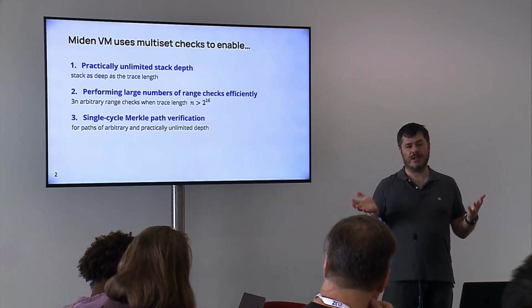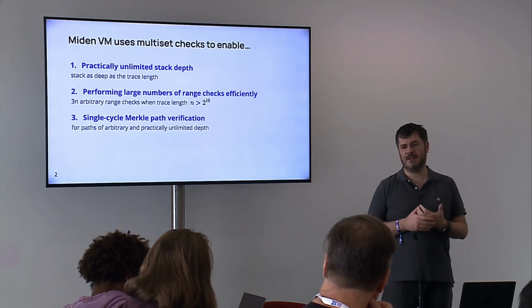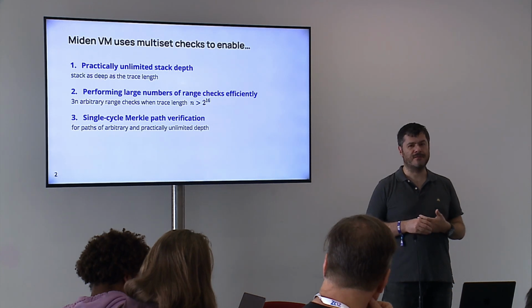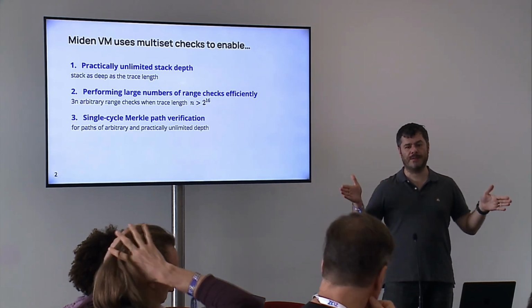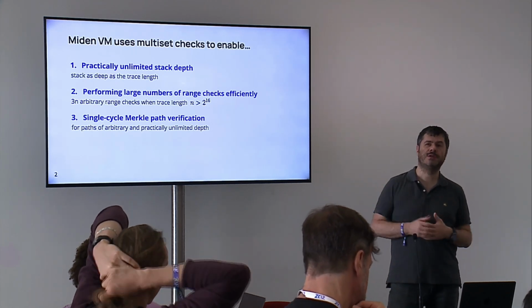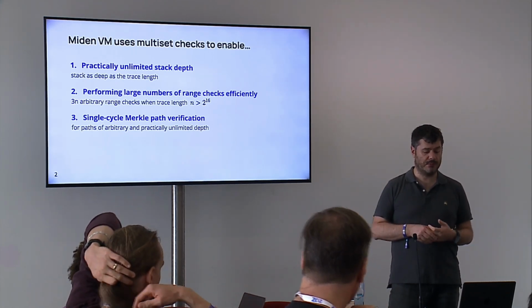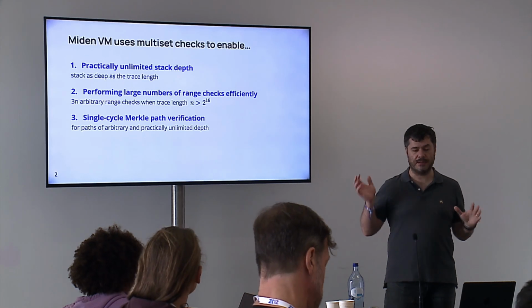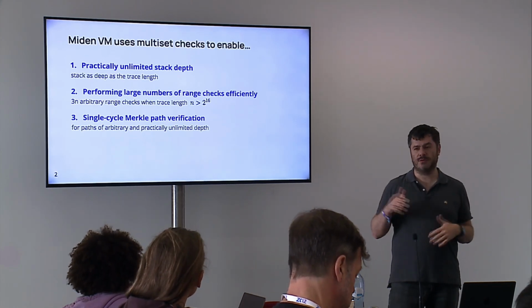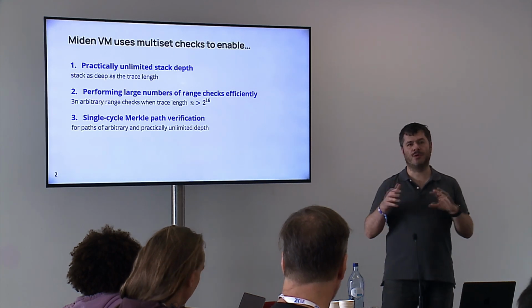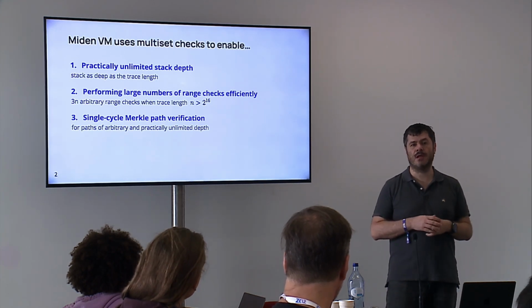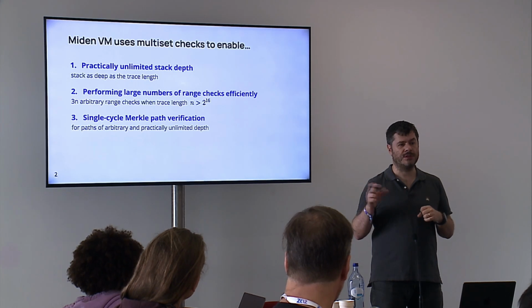You want to do range checks. This is almost table stakes for any kind of useful VM where you need to make sure some values are within a given range. 16-bit range checks is usually what we care about, and then we can build other things from this. And again, you want to do a ton of those. And then we have some more esoteric instructions in Miden VM that allow you to do, say, Merkle path verification in a single instruction.